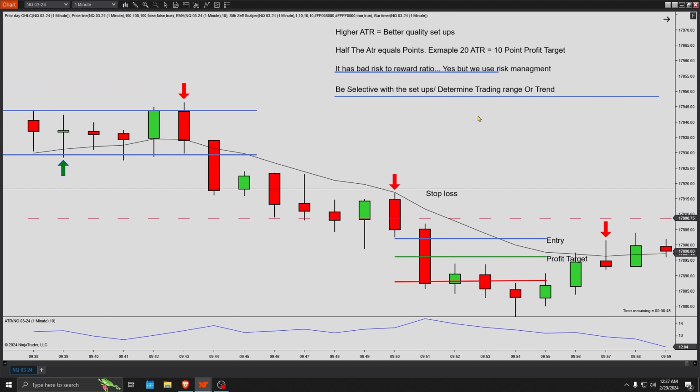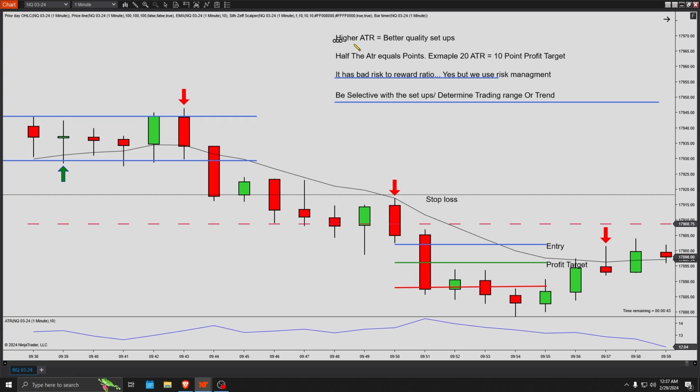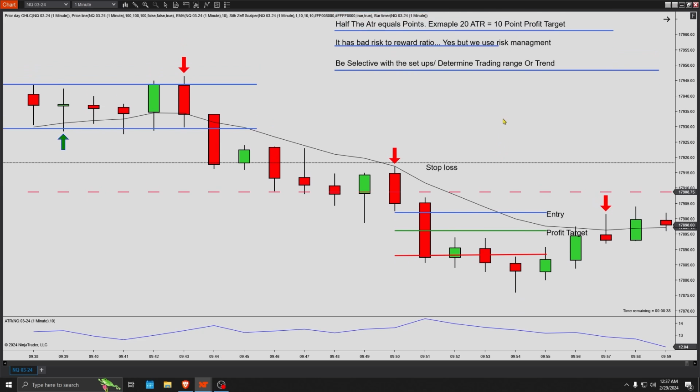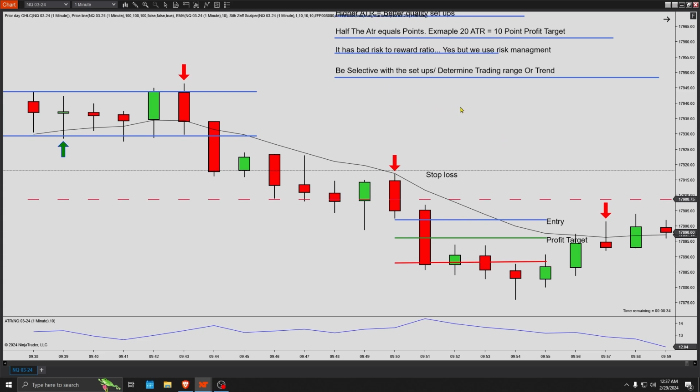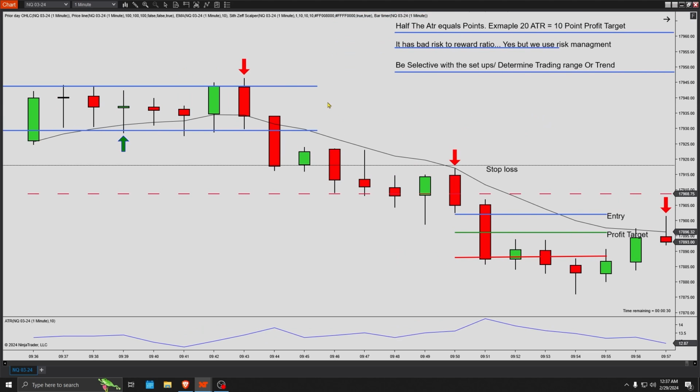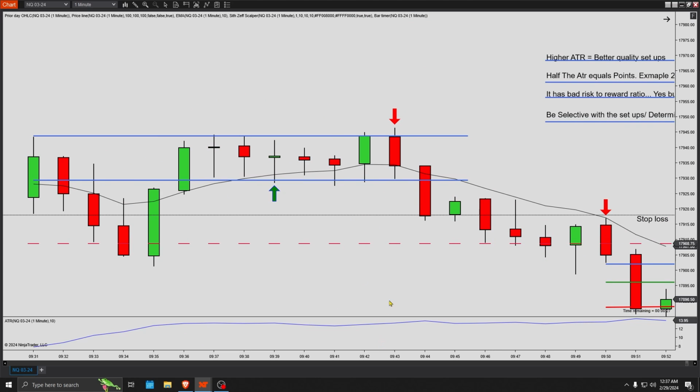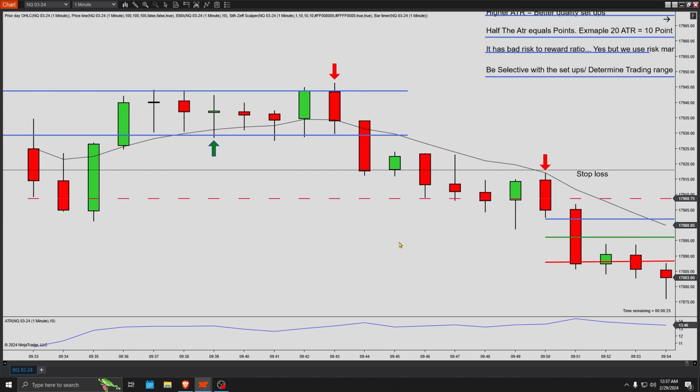Okay, again, just to reiterate, you want a high ATR. Half of the ATR is your profit target. You want a minimum of 10. And I want you to be selective with the setups and determine a trading range or a trend. This is a trading range. If you don't know what a trading range and a trend is, you're going to have to go find another video.